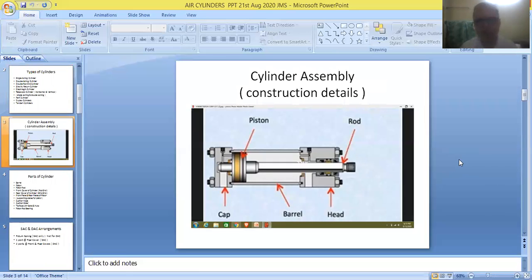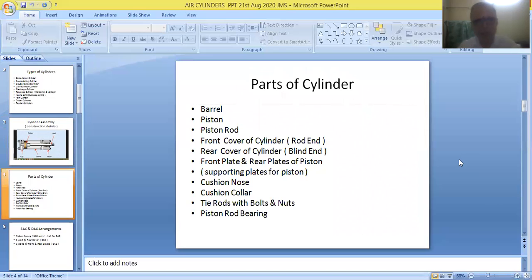And friends, here we can see the complete assembly of the cylinder. So let us identify the various parts of the cylinder. The parts of the cylinder are given in this particular slide.